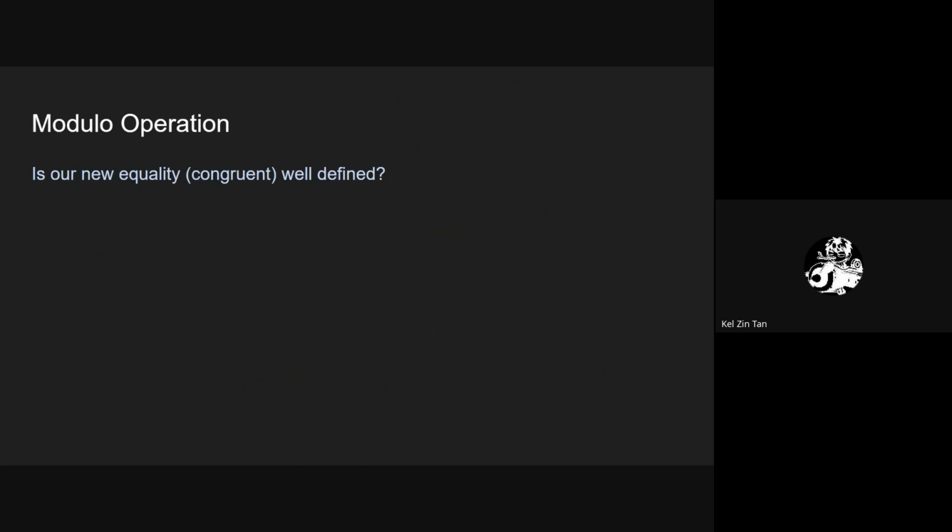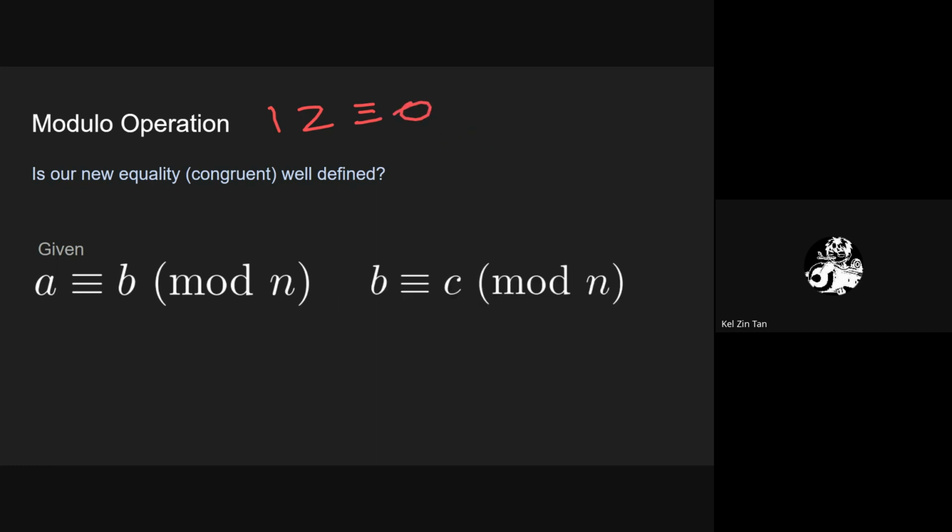But we have to check whether our new definition of equality is well defined or not. The easiest question that we will ask is, if I say that 12 is congruent to 0, and then I say that 0 is congruent to 6, does that mean that 12 is congruent to 6?